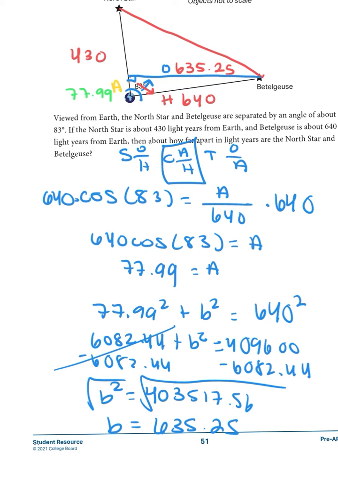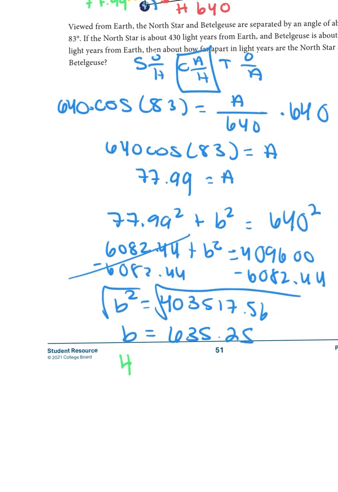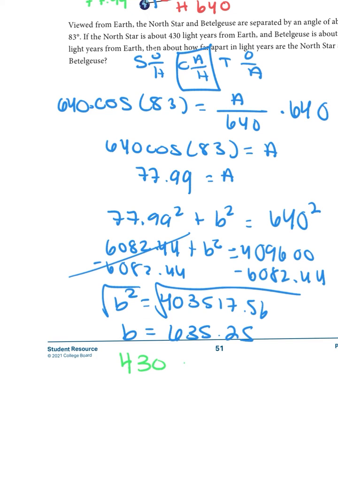Whenever I do 430 minus 77.99, I get, let me use a calculator for this.